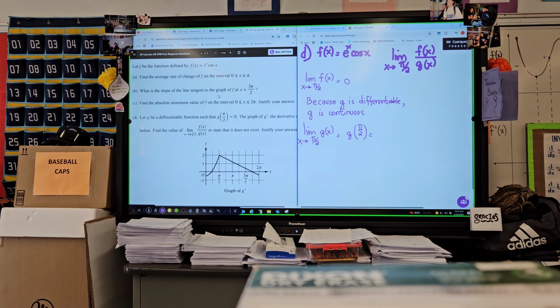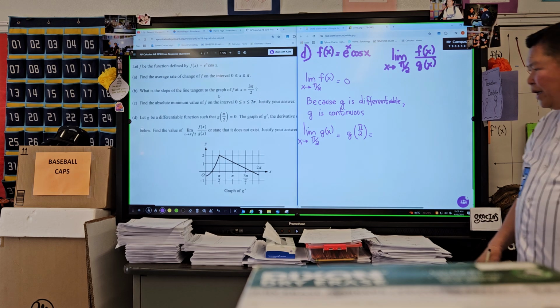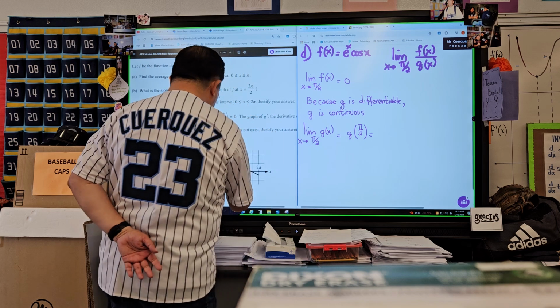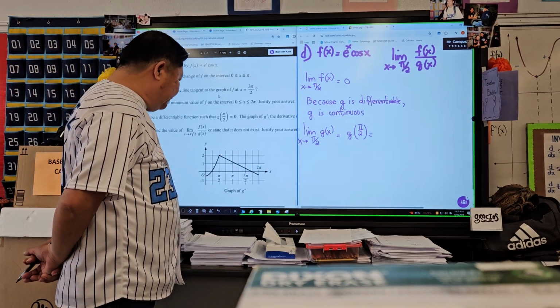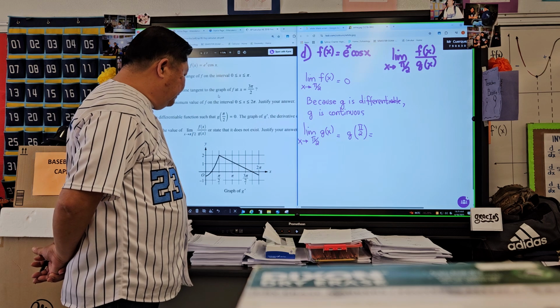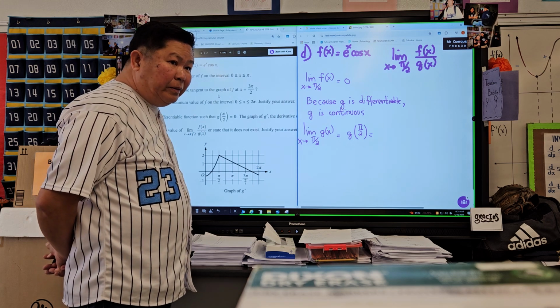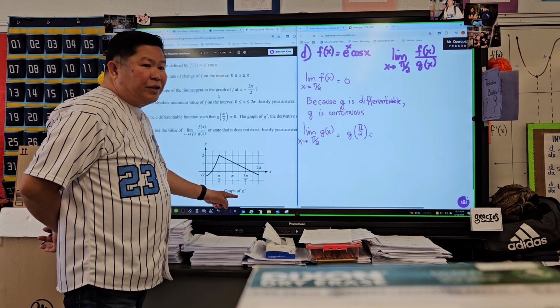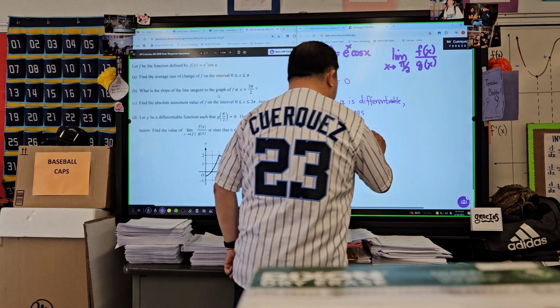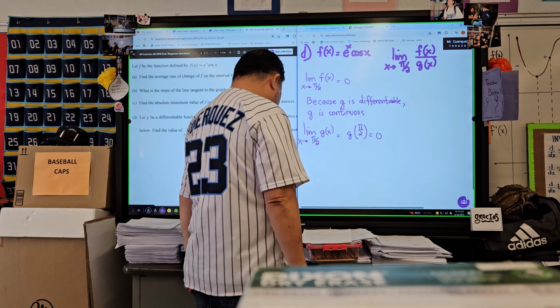Cosine x, 2 or 0? 2, right? Because this is g prime. What is that? Is it 1? It's going to be 0. Remember, this graph is g prime, it's not g. So it's going to be 0.